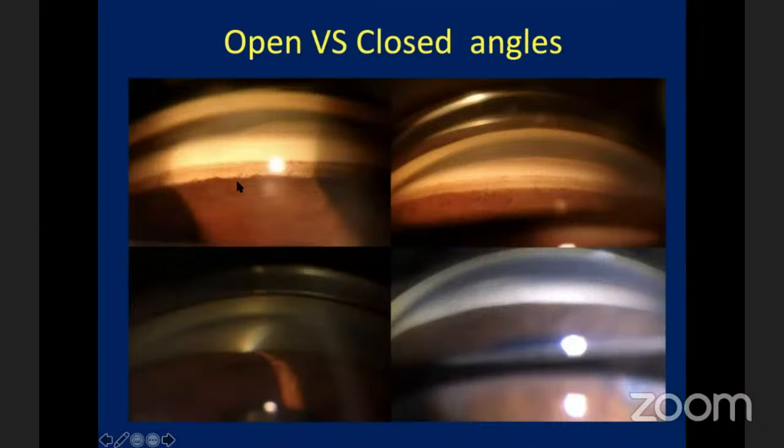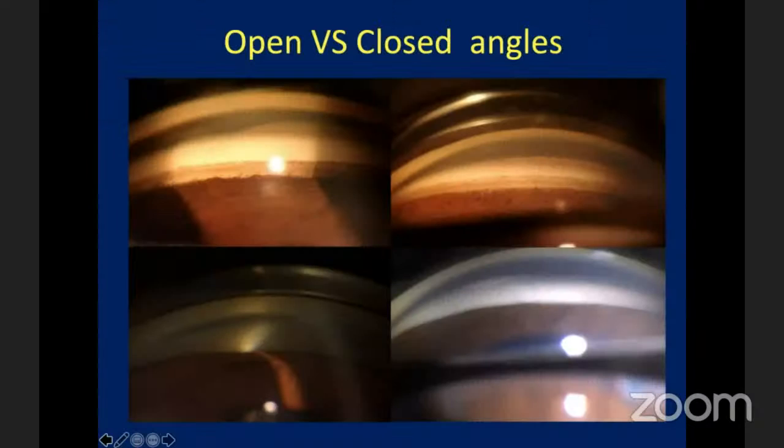So you can see here, first two slides, trabecular meshwork, scleral spur visible. Below two slides, none of the angle structures are visible. So you can see this is an angle closure. This is the open angle. And this is the most important slide of the presentation.